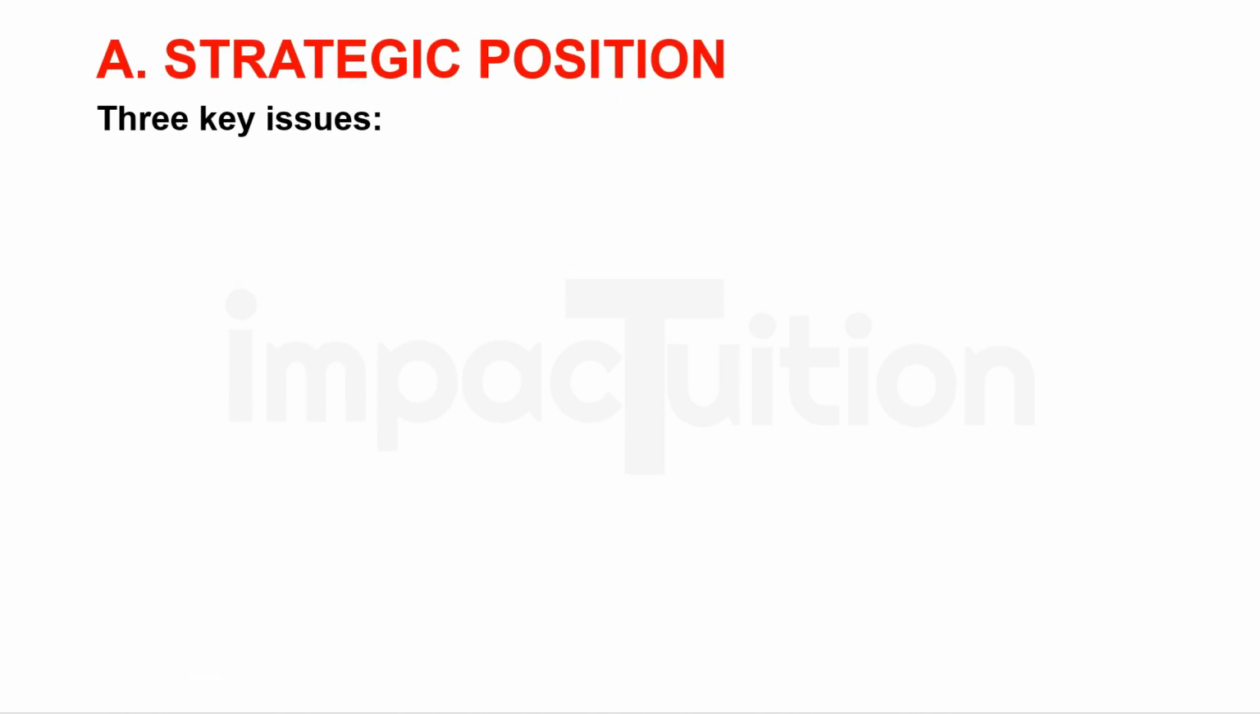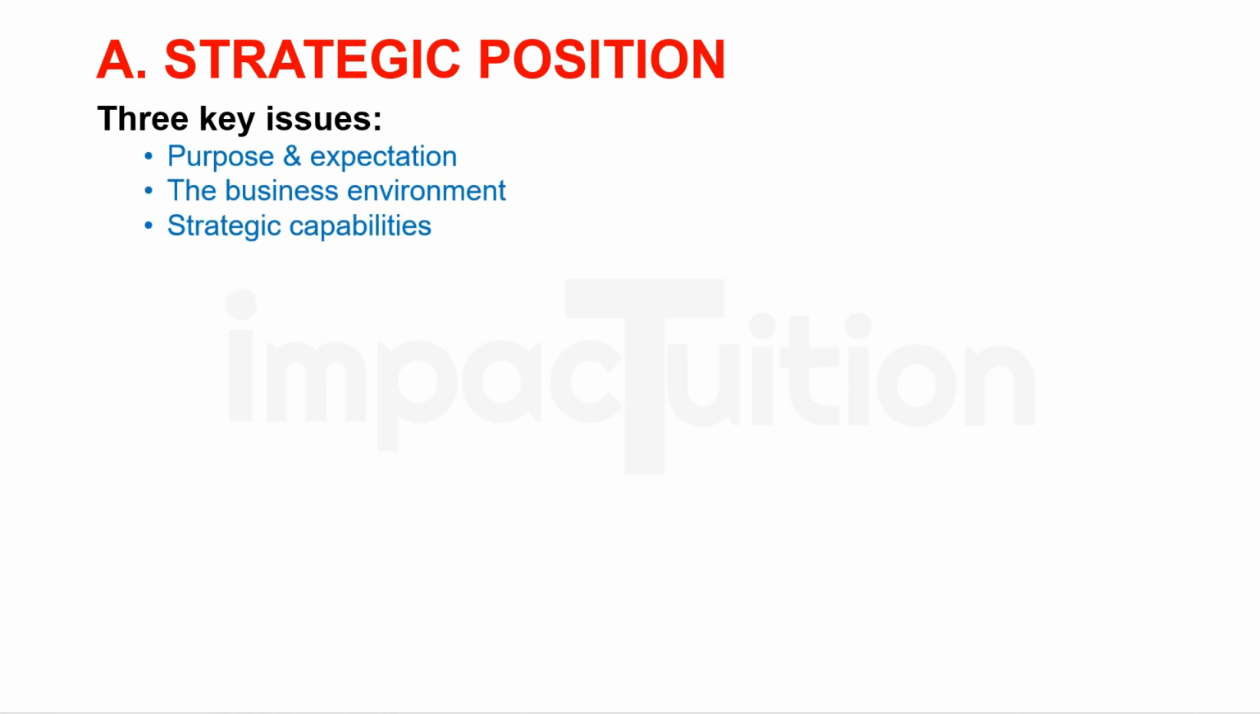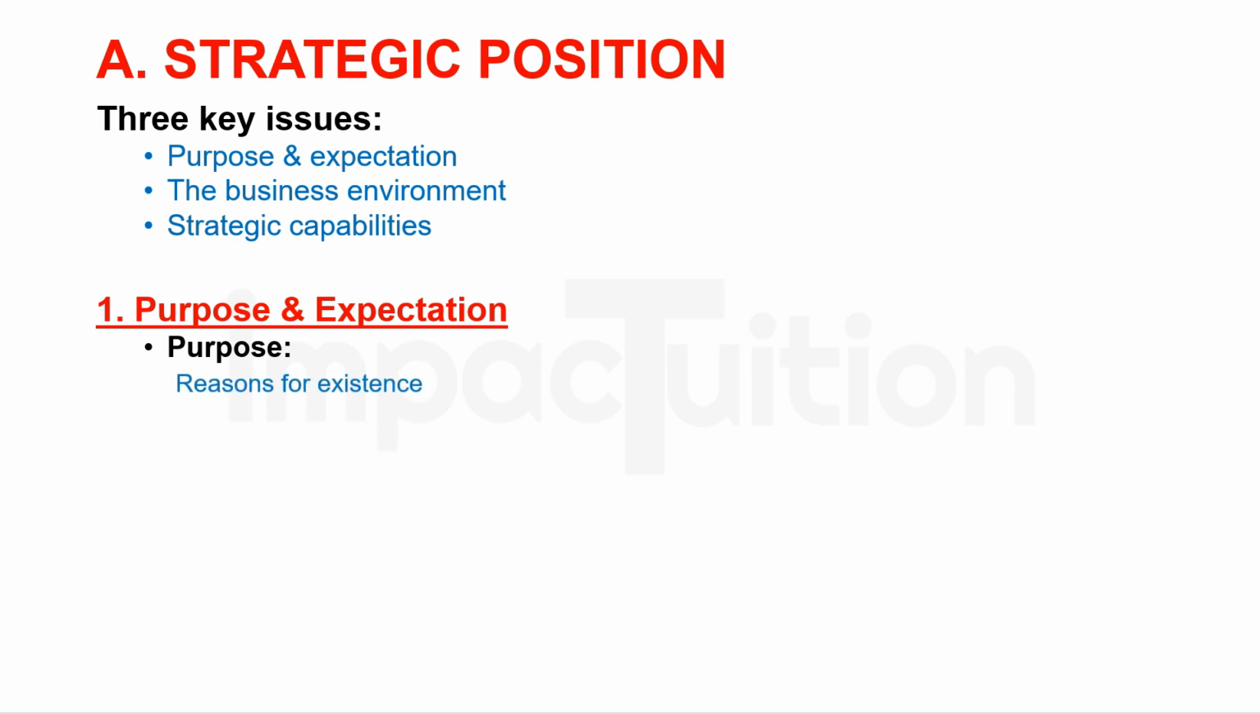Under strategic position, we have 3 key issues: purpose and expectation, the business environment, and strategic capabilities. Let's discuss purpose and expectation and what to expect. Under purpose and expectation, we will first look at purpose, and purpose will help us understand the entity's reasons for existence. To do this, we will need the hierarchy of aims and plans, which involves about 7 things. We will look at this in detail.